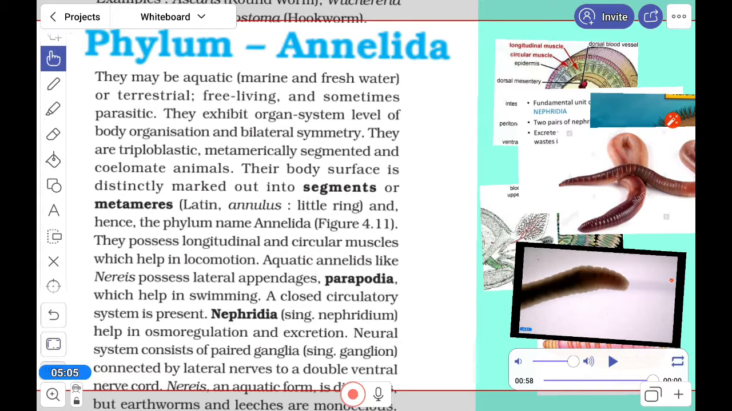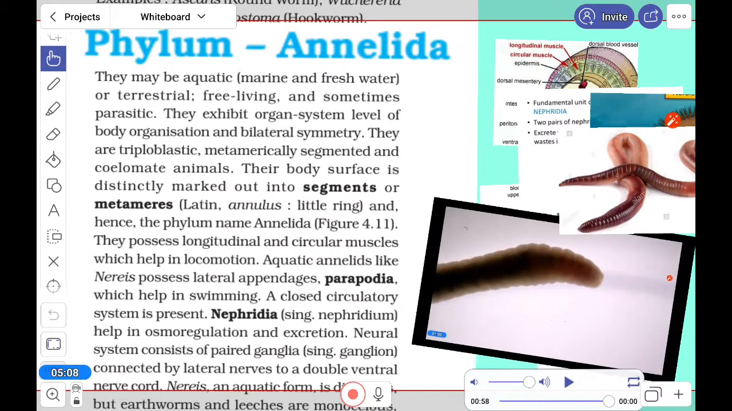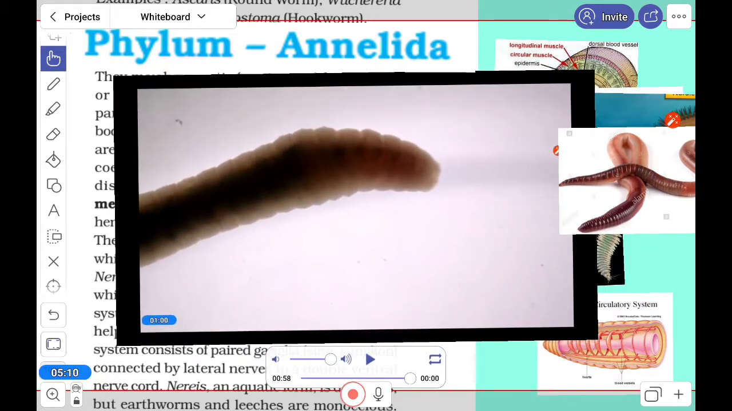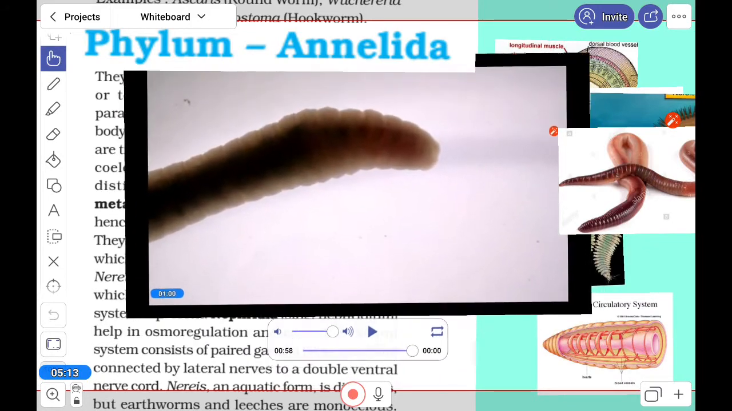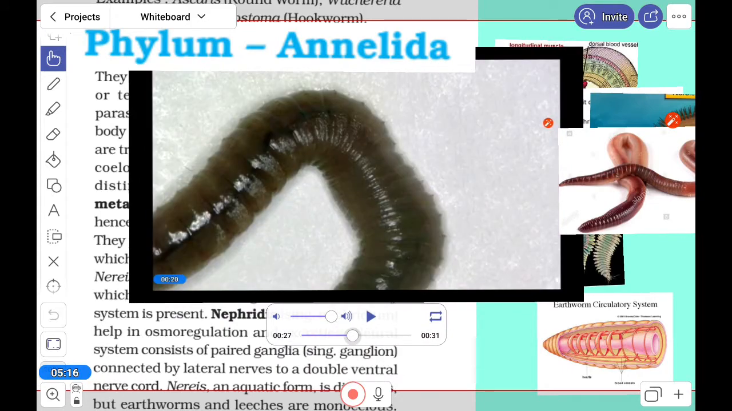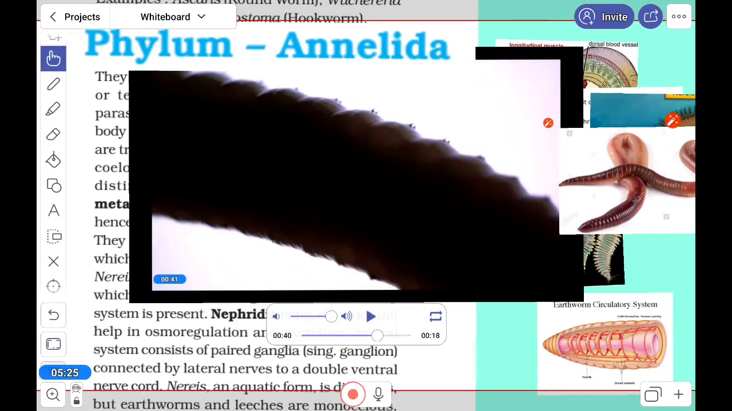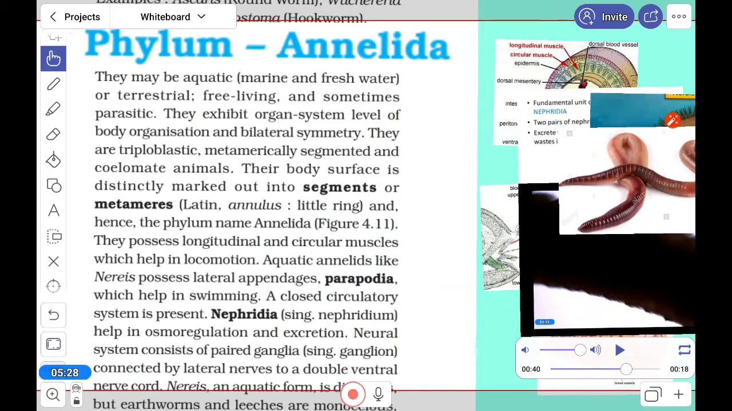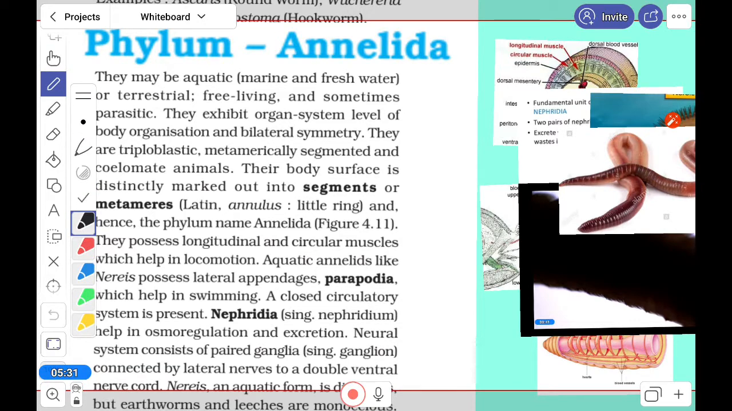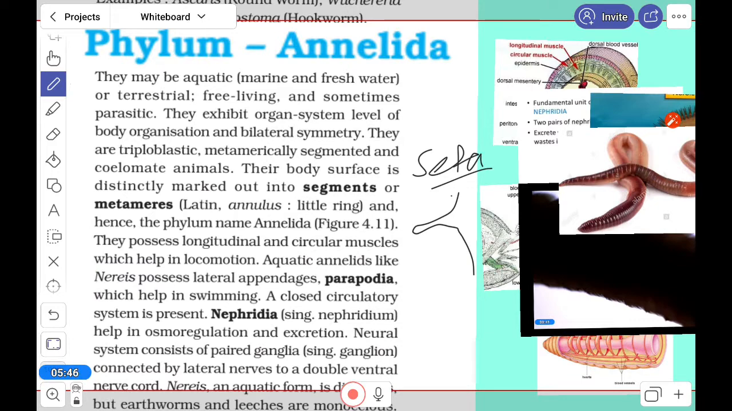In locomotion, I just want to add another part, that is the seta. You can see that something is coming out from their body. This is seta, plural setae. It is an outgrowth found in the lower part, to hold. That is the locomotory organ. You can consider the muscle, and with that they can move.